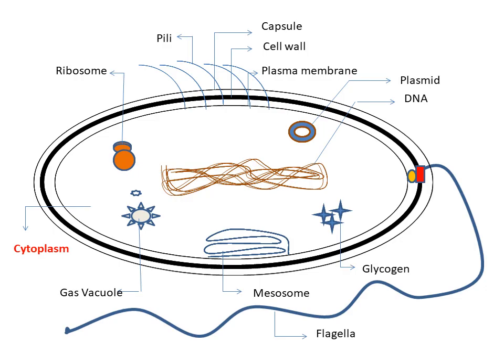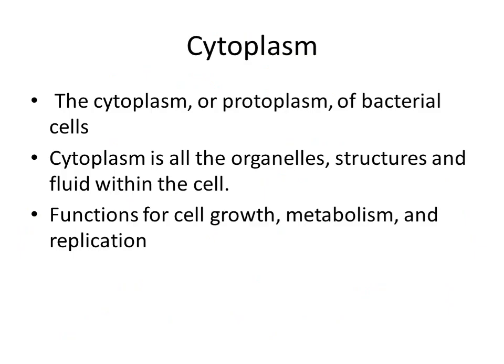Cytoplasm is a fluid substance in which all the organelles float. It provides a proper medium for various metabolic activities in the prokaryotes. Cytoplasm is a key component in which all the metabolic activities are done. So it will influence cell growth, metabolism and replication of the bacteria.